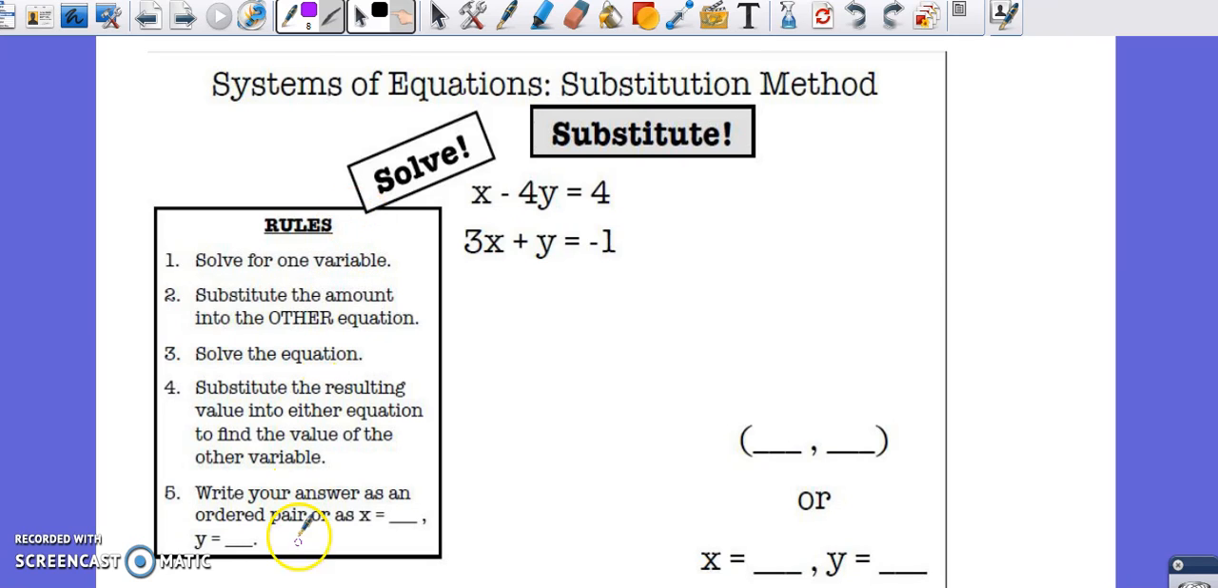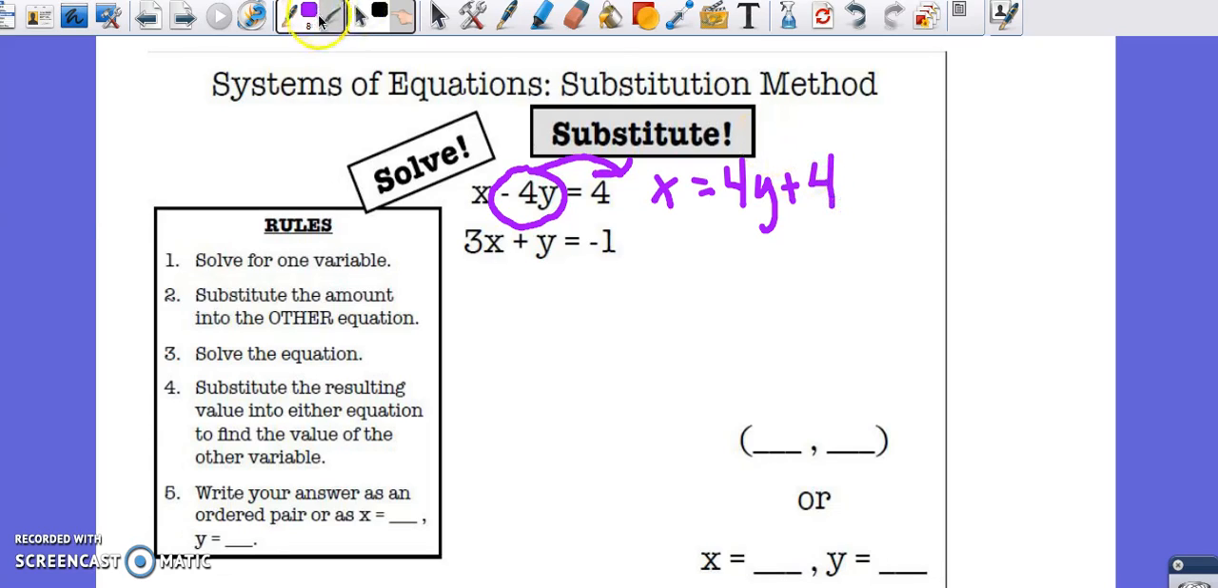Here's the rules. I would highly suggest that you write these down. First, solve for one variable. Which one of these is going to be easier for me to solve? Well, to me, all I have to do is move this to the other side, and that will give me x equals 4y plus 4.